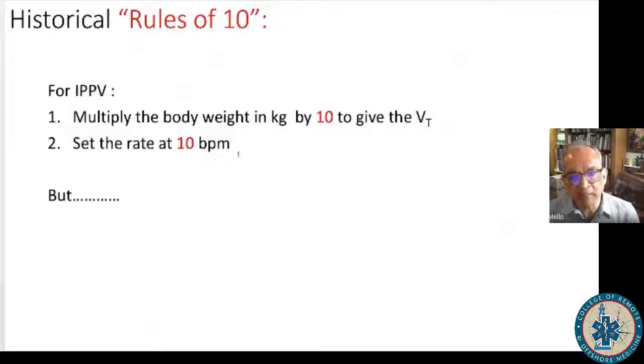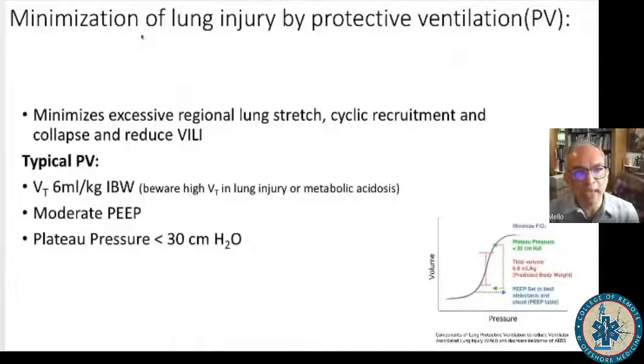The rate at 10 breaths per minute is fine, but I think it's this large tidal volume that causes problems, because when you use large volumes, you tend to have alveolar overdistension, barotrauma, and complications. So this is why we try to minimize lung injury by what we call protective ventilation. So it minimizes the excessive regional lung stretch. It recruits alveoli that are collapsed, and it reduces ventilator-induced lung injury.